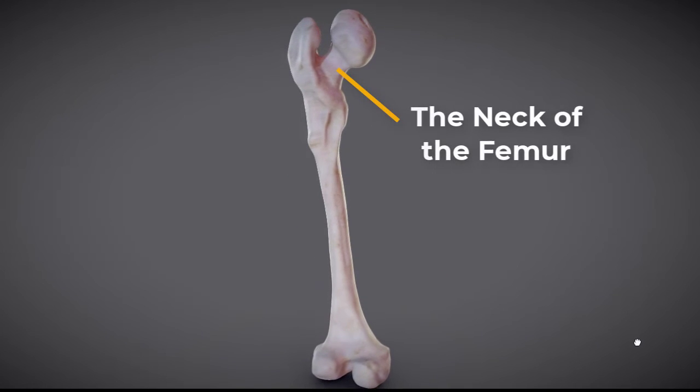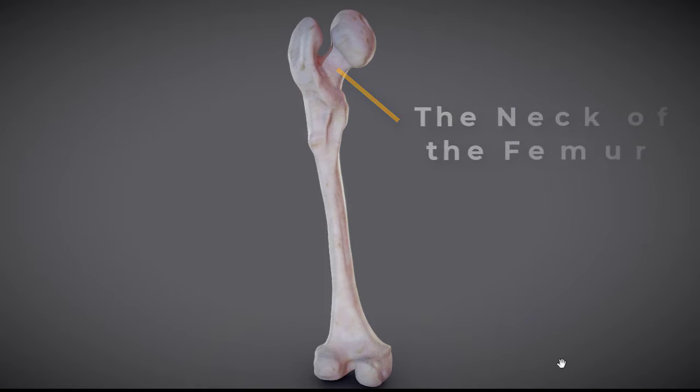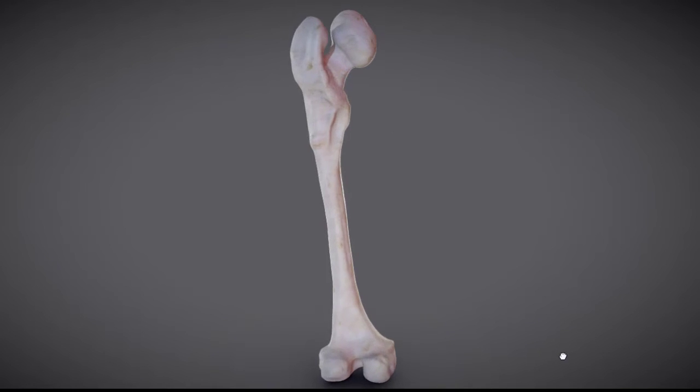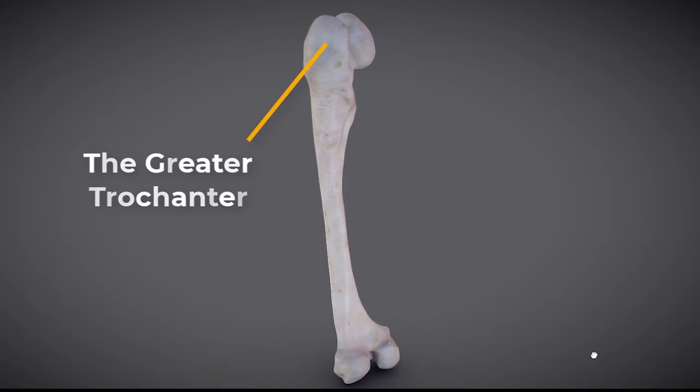The narrower region behind the head is called the neck of the femur. This is a common area for fractures of the femur. The greater trochanter is the large upward bony projection located above the base of the neck.